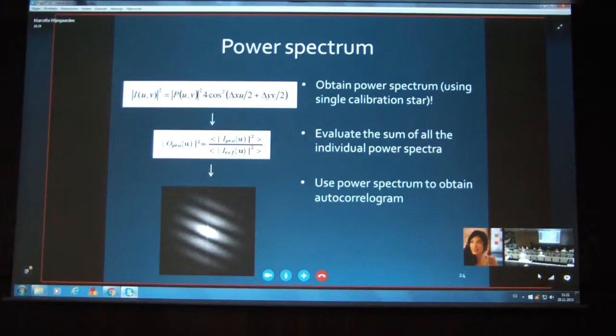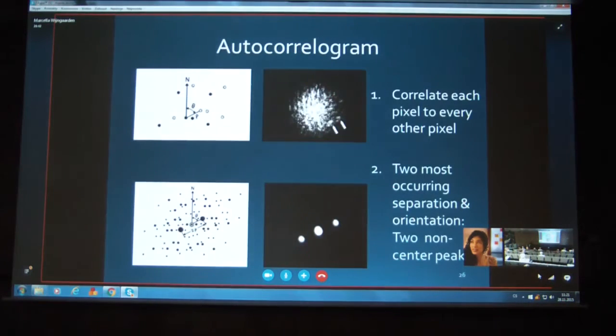And it's actually possible to obtain information about the binary components directly from this image, but usually we go one step further and we calculate the autocorrelation. And this is the last step really. So we use the power spectrum to calculate the autocorrelation. And an example of an autocorrelogram is shown in the lower right image. And I'll just explain what this means.